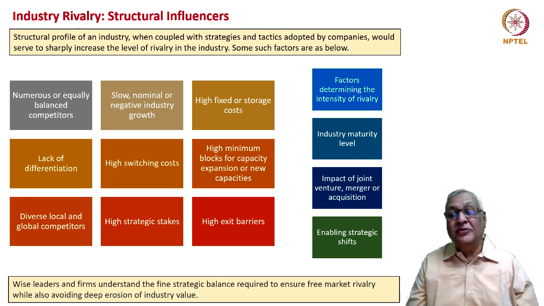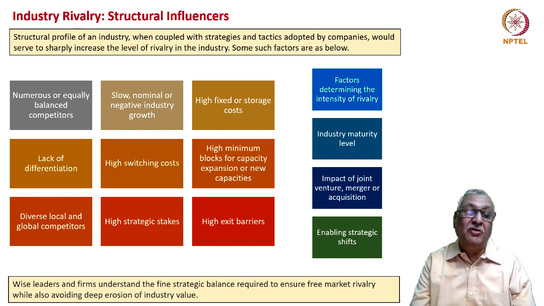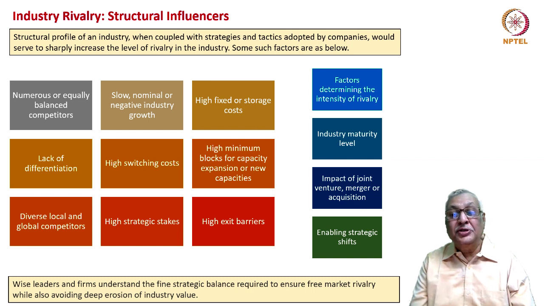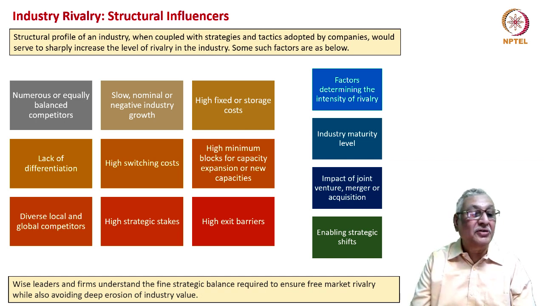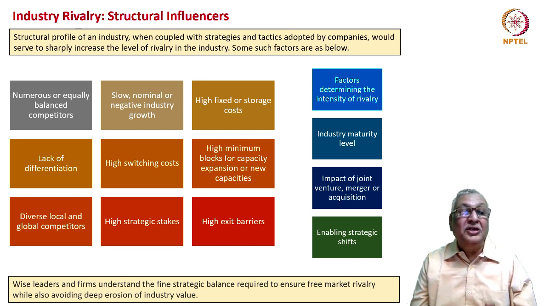The third one is high fixed or storage costs. That is, to be able to manage your operations, you need to have high warehouse capability. You need to invest in sophisticated distribution parameters. All that would cost money. That is one reason for industry rivalry. If all the products look similar, that is, there is no differentiation, then it is very easy for the buyers to keep switching from one product to the other. Therefore, industry rivalry will be that much higher, and that would be reflected in the advertising costs, in terms of the market related differentiation cost.